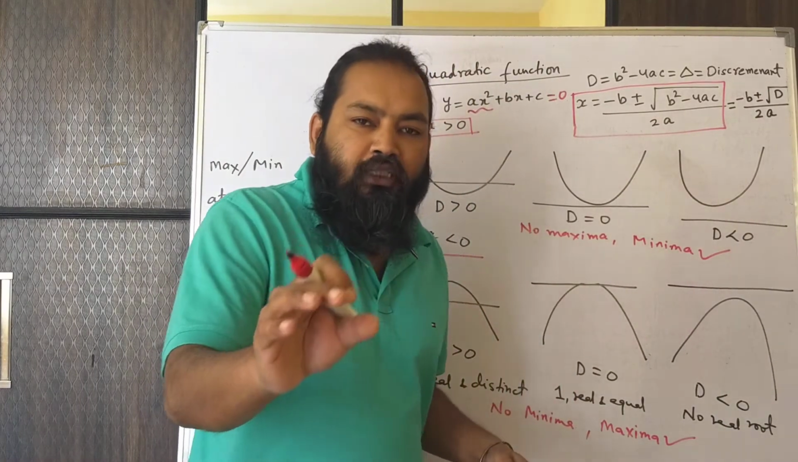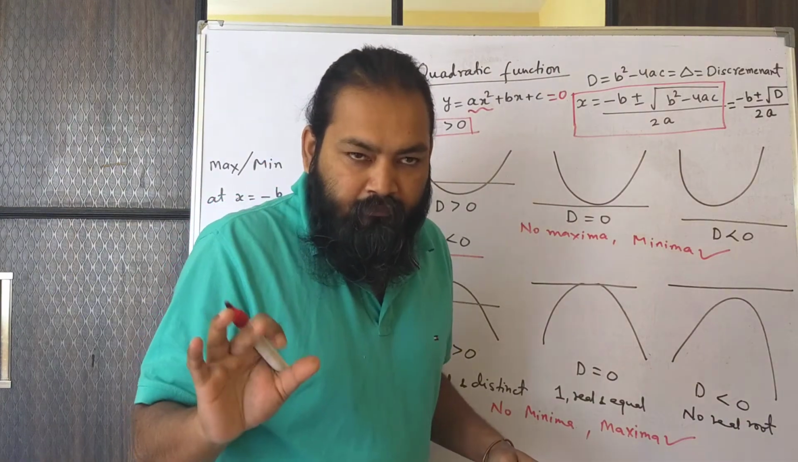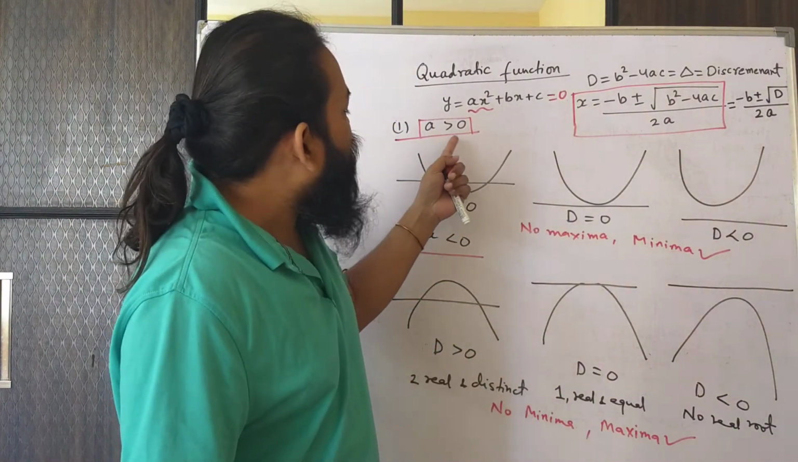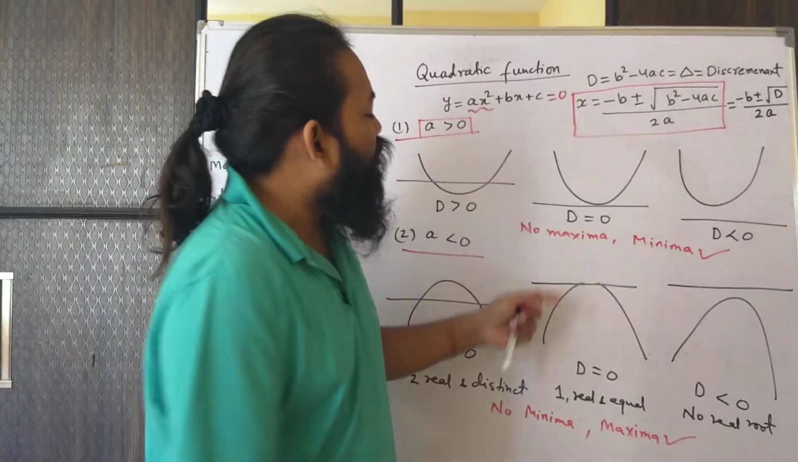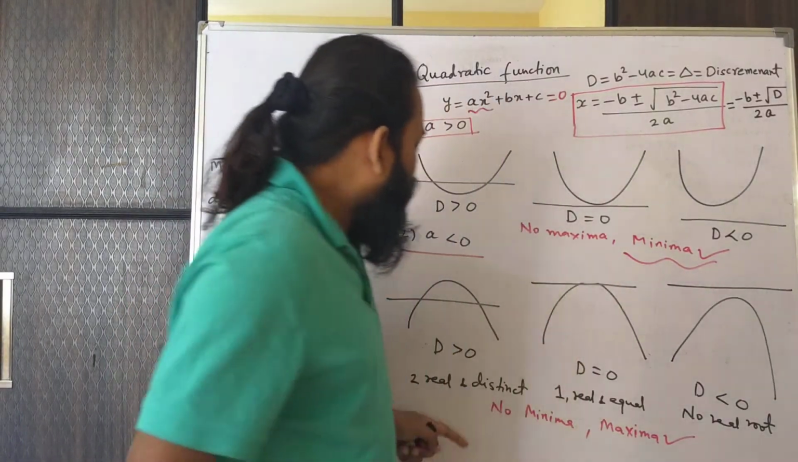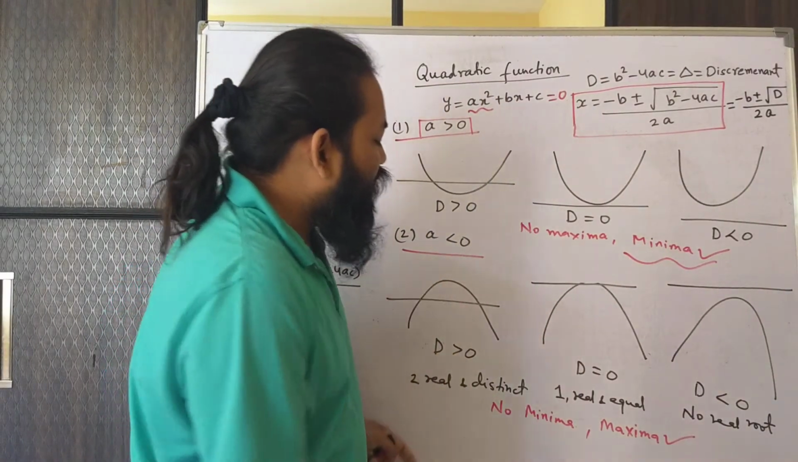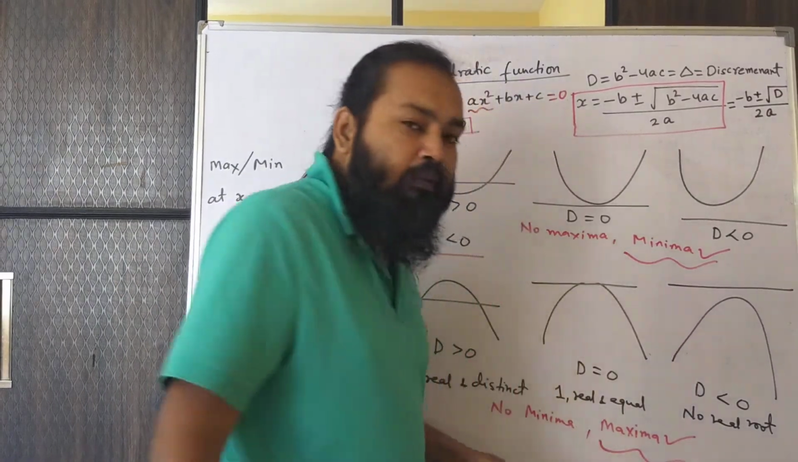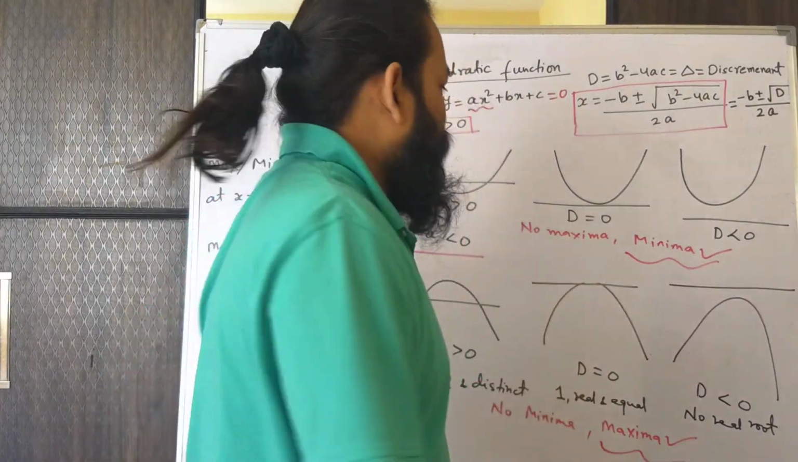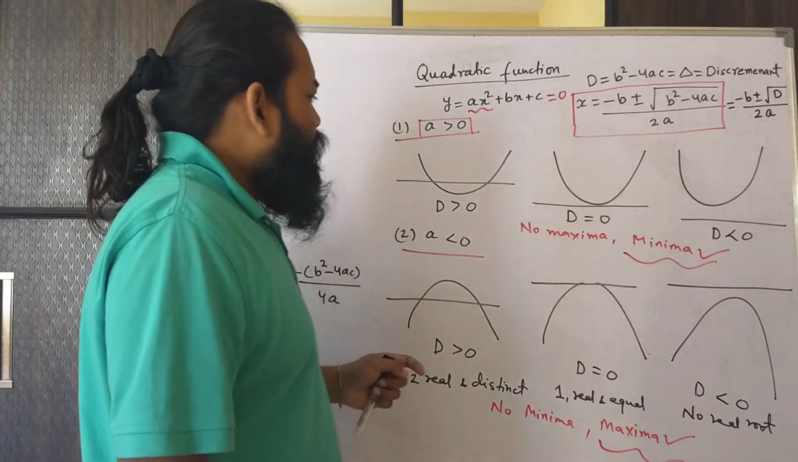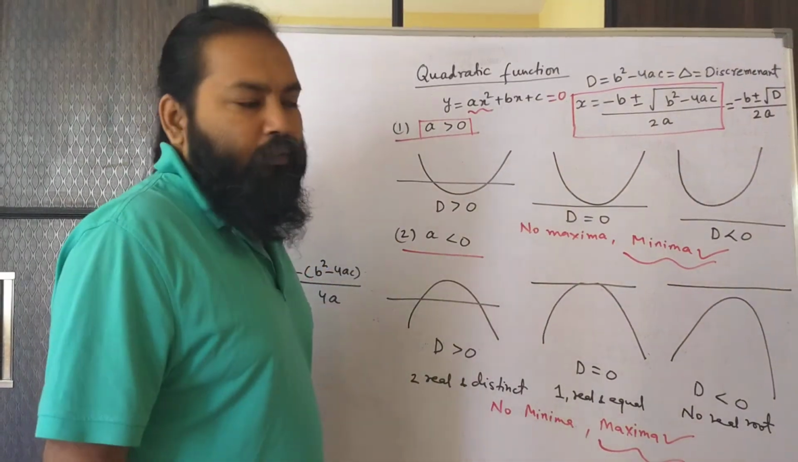So the moment you see the question, you can actually predict. If a is positive, you can be asked a question of minima only. And if a is negative, you can be asked a question of maxima only. That will make sense. Now how to do it, okay? Before coming to that, let us understand the graph a little bit, okay?